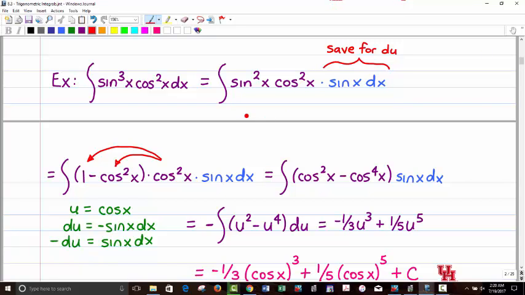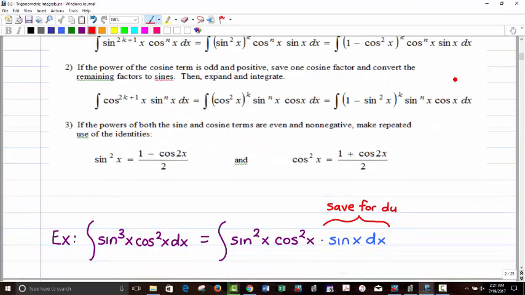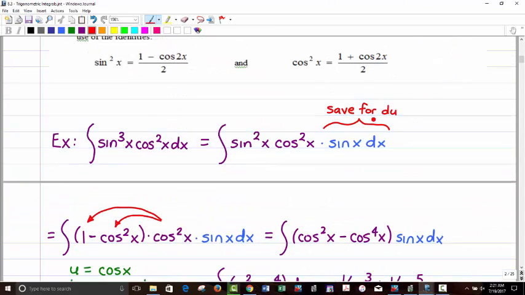Sine cubed cos squared was the example I wrote down there. So according to that, sine is odd and positive. Now when you're writing these out, you don't necessarily have to write the du there. That's just for illustration purposes. So I took away a sine from the sine cubed, put it with a dx, and left a sine squared there. Obviously, this part here better multiply out to be what you have in the original.